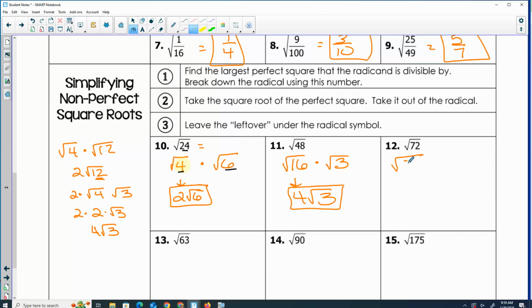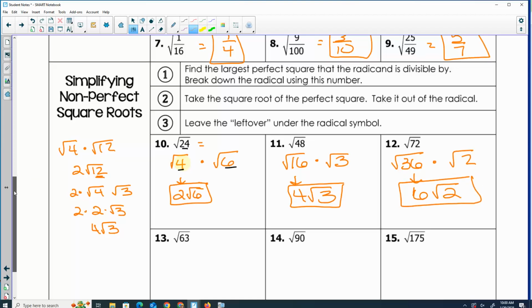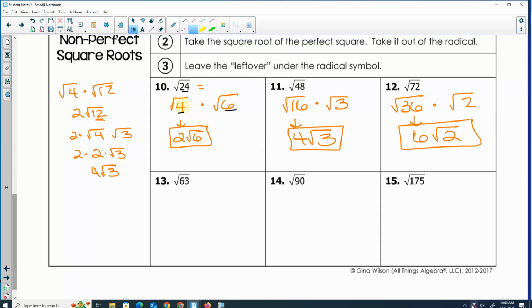72 is 36 times 2. So the square root of 36 is what? 6, and then we still have the 2 remaining. So 6 square root of 2. I want you guys to try a few.